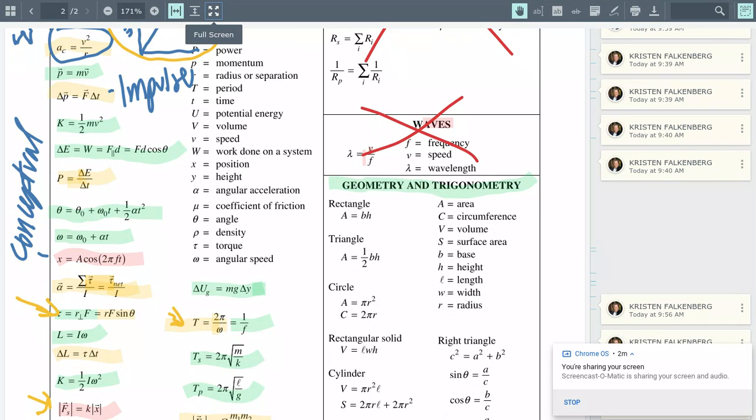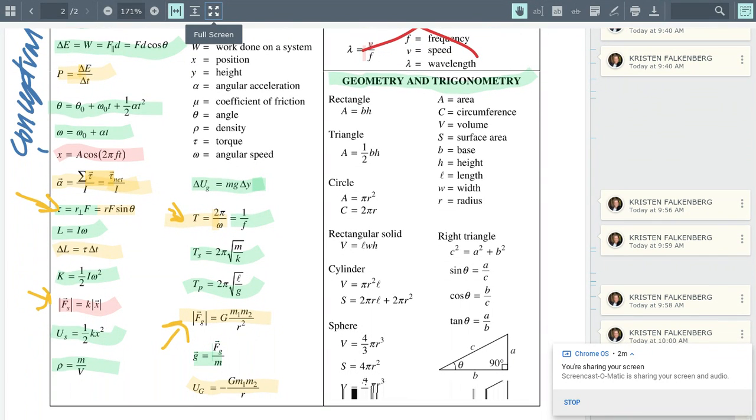P equals delta E over delta t. Power is the rate at which you use energy. So if I were to say change in kinetic energy over time, how much power do I need to accelerate something, a change in velocity? And also, how much power do we need to lift a certain thing a certain height? That's a change in energy also. So that's that.